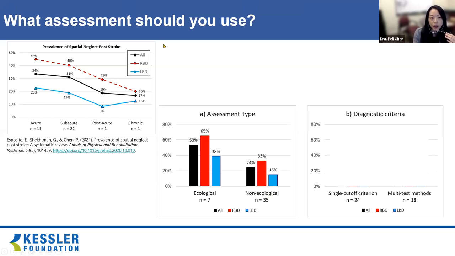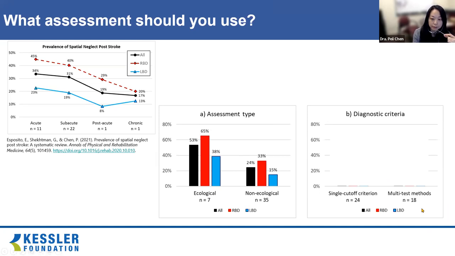Another way to think about how you use assessment is what kind of criteria you should use. A lot of studies use so-called single cutoff criteria, like the CBS, where zero is the cutoff. Zero means no neglect. Patients who score more than zero have spatial neglect, right? And the multi-test method means that we use multiple tests, say six tests. We can use line bisection, star cancellation, clock drawing, different things. And then we can define that if patients fail a certain number of all the tests, they are diagnosed with spatial neglect.